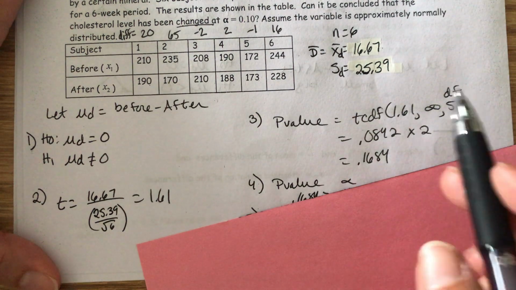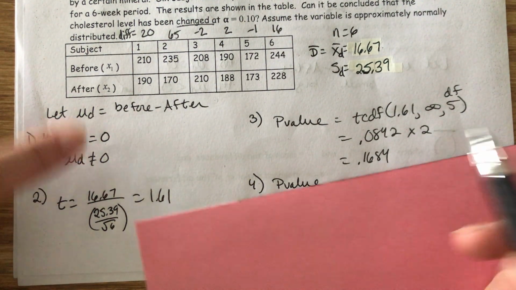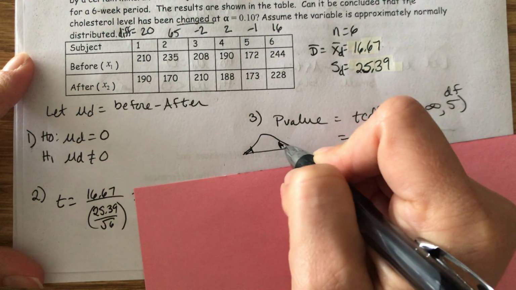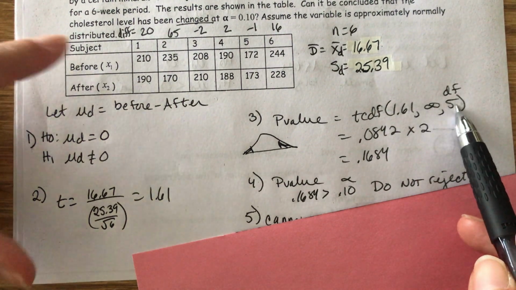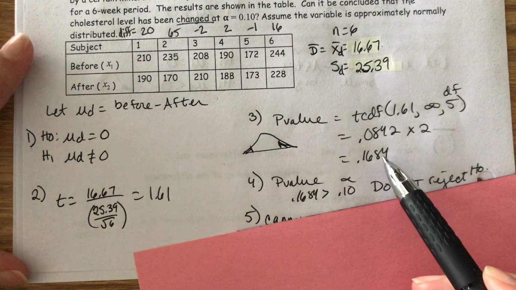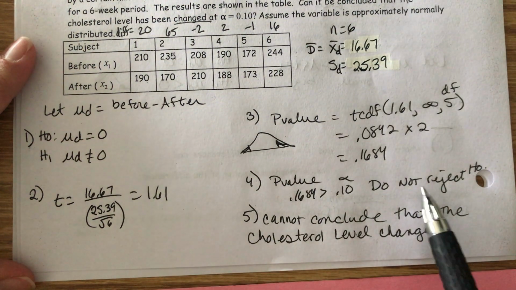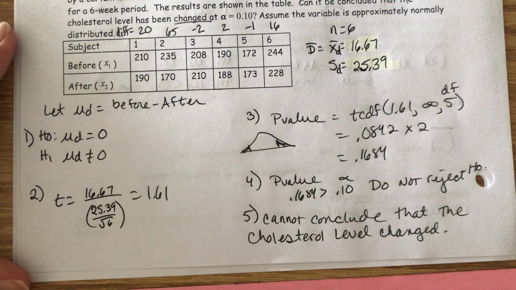It's a two-tailed test. You'll see I doubled my p-value because it's equal, not equal, so it's a two-tailed test, right? So you have above, you have below. I got my tcdf, remember degrees of freedom still n minus 1. I got my p-value to be 0.1684, which means do not reject the null, which means we can't conclude that the cholesterol level changed.